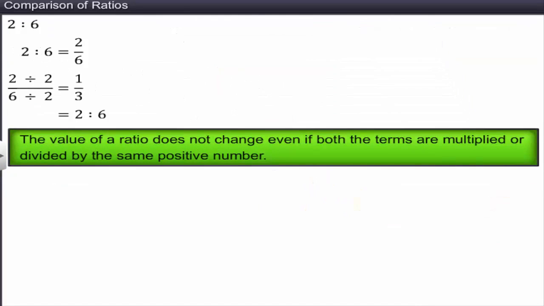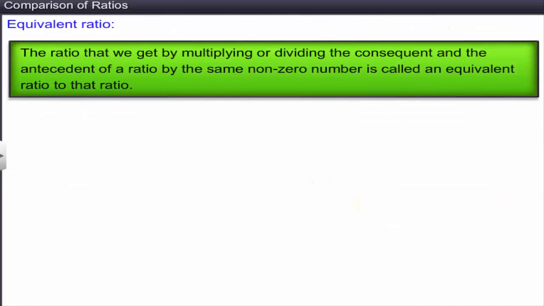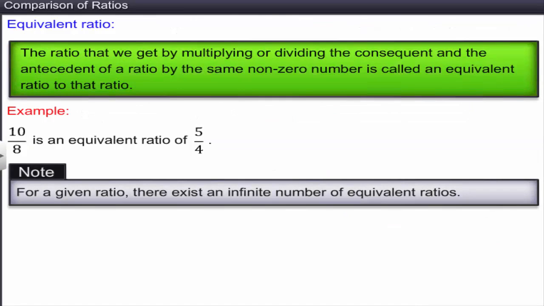Thus we can conclude that the value of a ratio does not change even if both the terms of the ratio are multiplied or divided by the same positive number. The ratio that we get by multiplying or dividing the terms of a ratio by the same non-zero number is called an equivalent ratio to that ratio. For example, the ratio 10:8 is equivalent to the ratio 5:4. Notice that for a given ratio, there exists an infinite number of equivalent ratios.